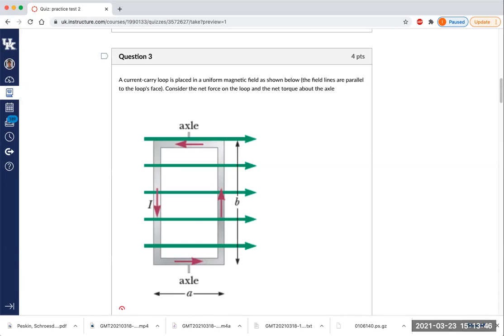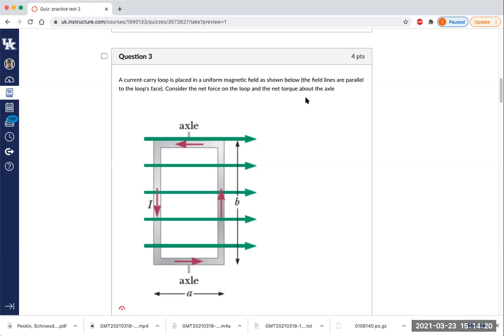So question number 3. Question number 3 is about the force and the torque on a current loop in a uniform field. And the particular geometry is that the field lines are parallel to the surface of the current loop. In this drawing, the field lines are in the plane of the page, and the loop is in the plane of the page. And we've got to figure out the net torque, whether it's zero or non-zero, and the net force, whether it's zero or non-zero.